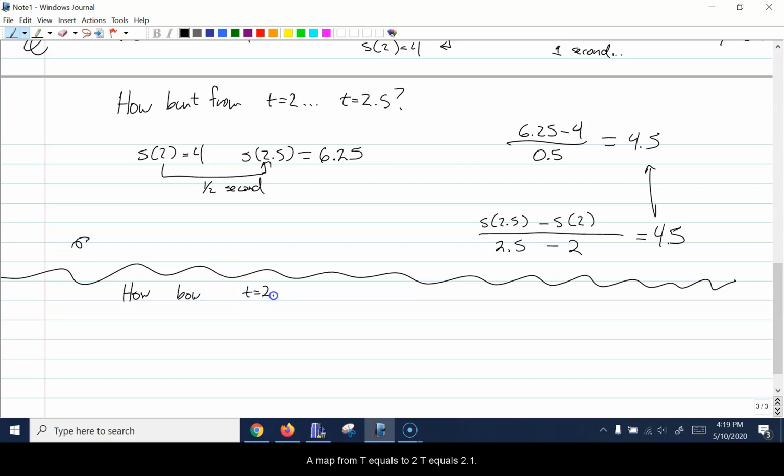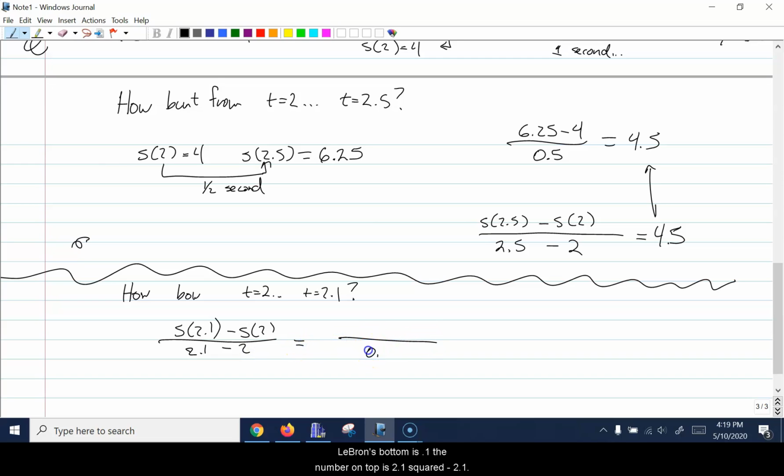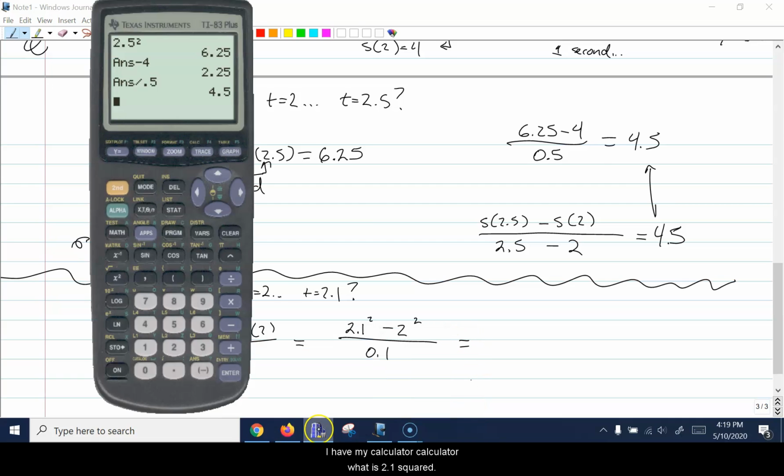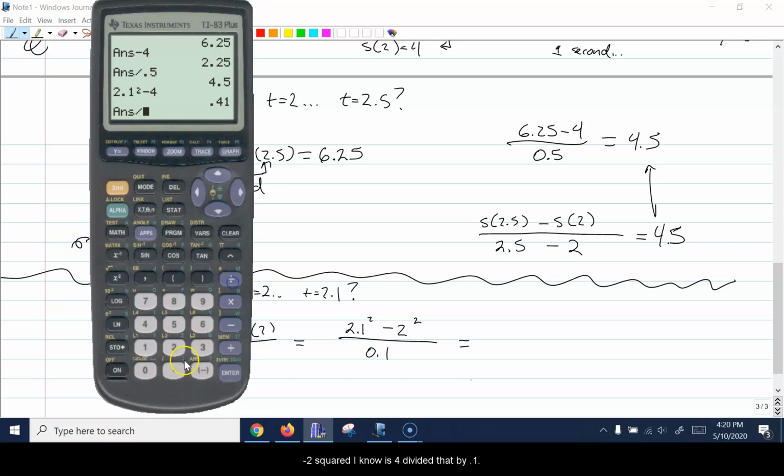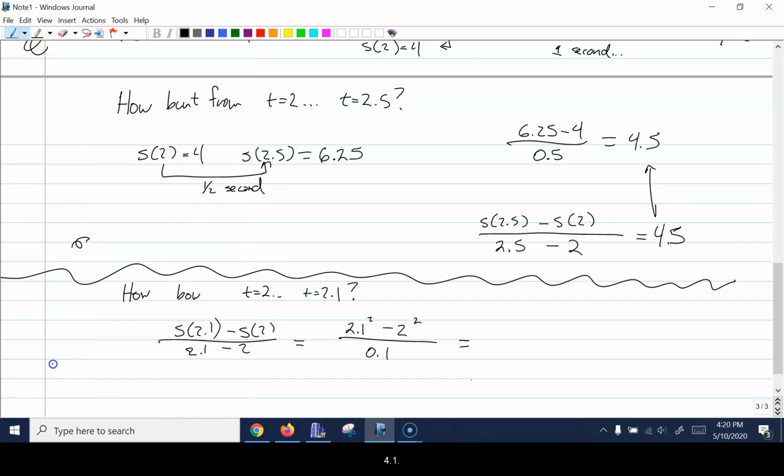How about from t equals 2 to t equals 2.1? What's s of 2.1 minus s of 2 divided by 2.1 minus 2? The number on bottom is 0.1. The number on top is 2.1 squared minus 2 squared. I ask my calculator, hey calculator, what is 2.1 squared? Minus 2 squared, which I know is 4. Divide that by 0.1. We're getting 4.1.